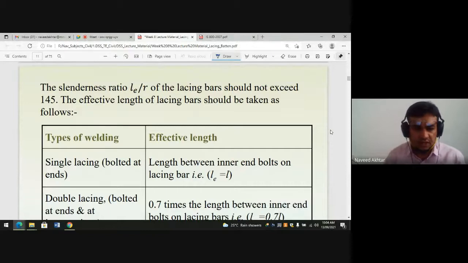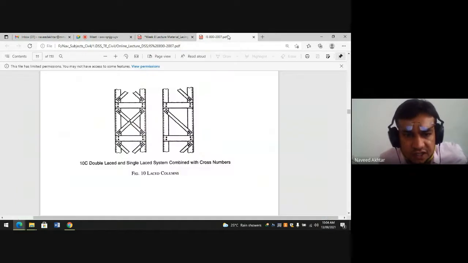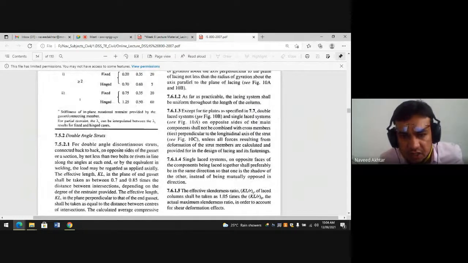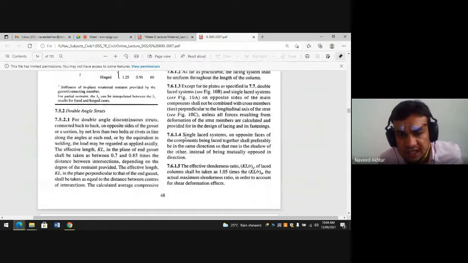Keep writing along with me, okay. So the slenderness ratio LE by R of the lacing bar should not exceed 145. These are the clauses. What I am showing here is that in our code these things are already given, you don't have to remember them, you can see here. Single lacing systems on opposite faces of the components being laced together shall preferably be in the same direction so that one is the shadow of the other.